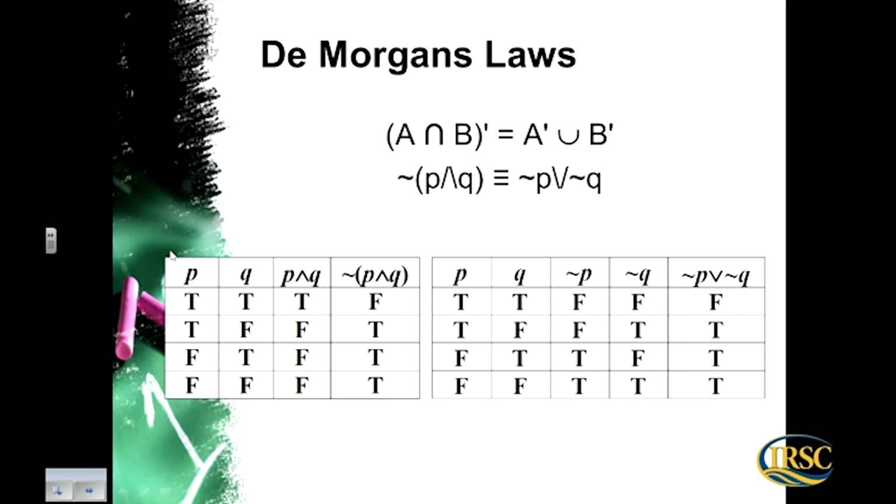So notice that the last column in both truth tables are the same. So we just proved that these two are equivalent.